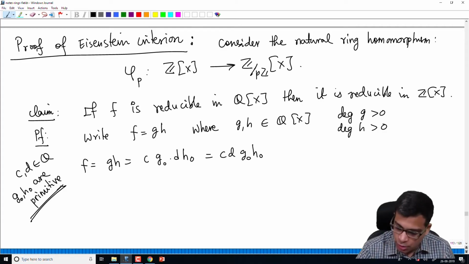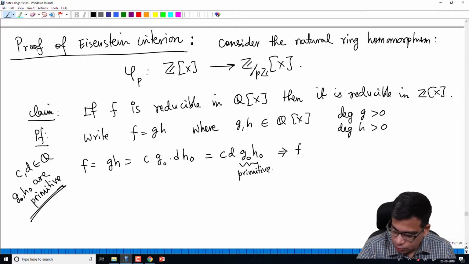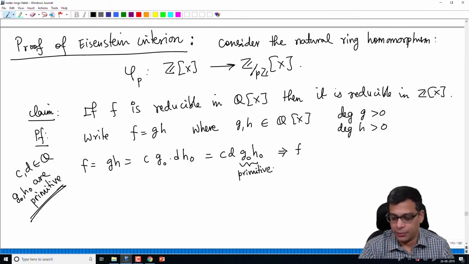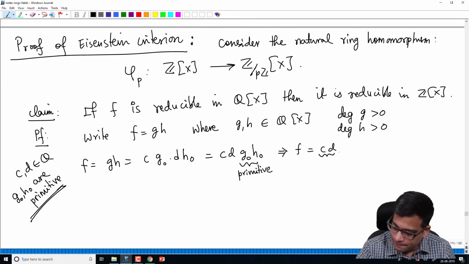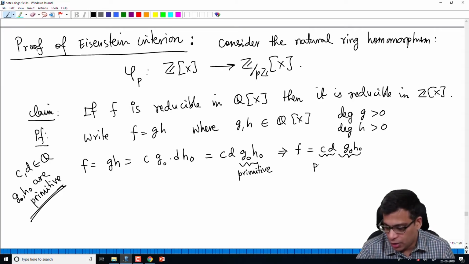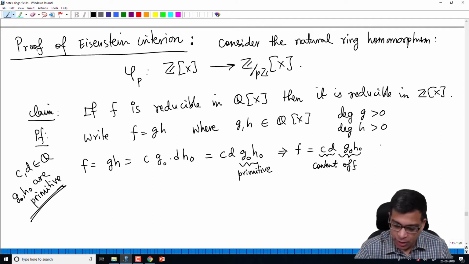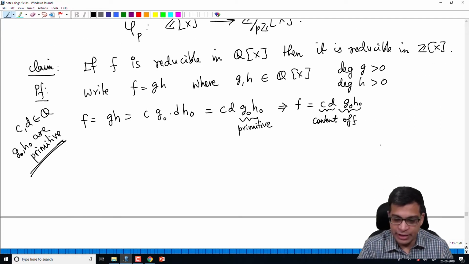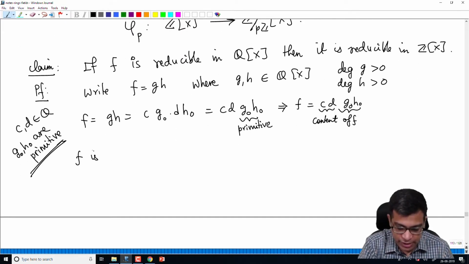So we have this. Now remember, g0 and h0 are primitive. Because g0 and h0 are primitive, their product is primitive by Gauss lemma, and f is cd g0 h0. So this must be the unique expression of f as the product of its content and a primitive polynomial. So the content of f is cd, but remember f is an integer polynomial that is given to us in the Eisenstein criterion. f is an integer polynomial.